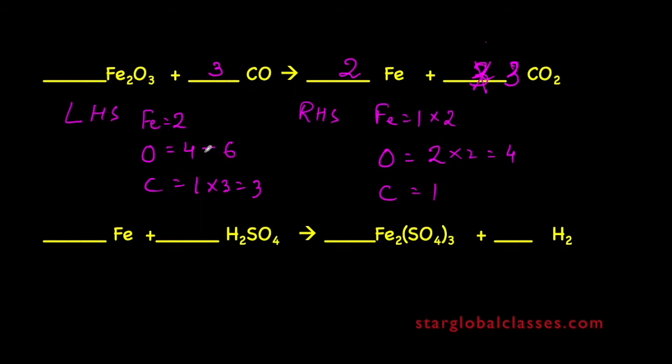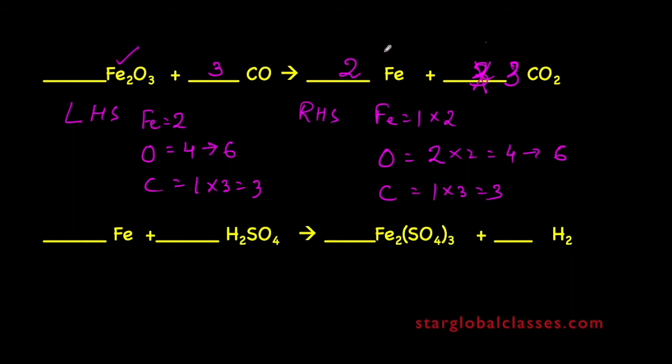This is 3, 3 plus 3, 6. So 4 is now changed to 6, and this side oxygen now also became 3 into 2, 6. So oxygen has also changed to 6. Carbon here is 3 and carbon here this side is also 3. So carbon this side and this side also became 3. So carbon 3. Let's check the whole equation again.